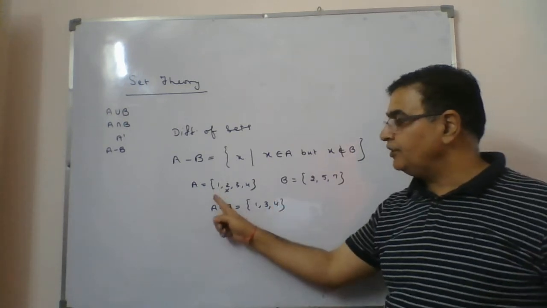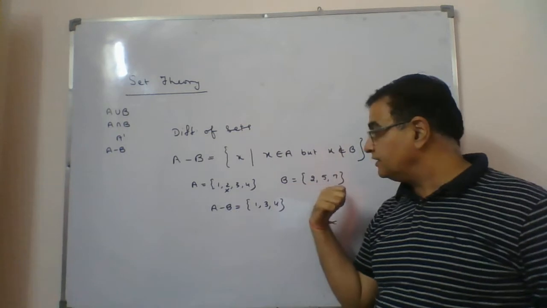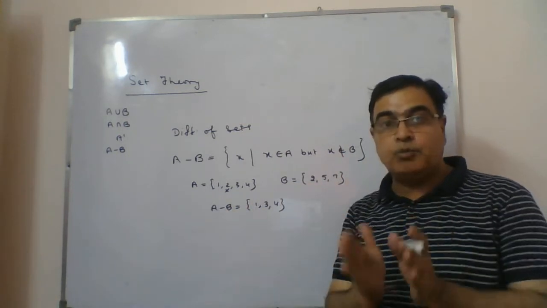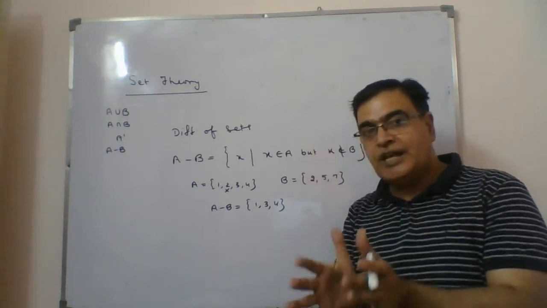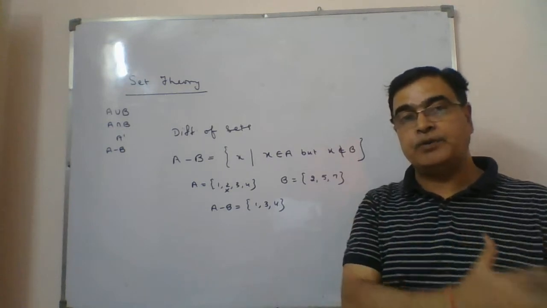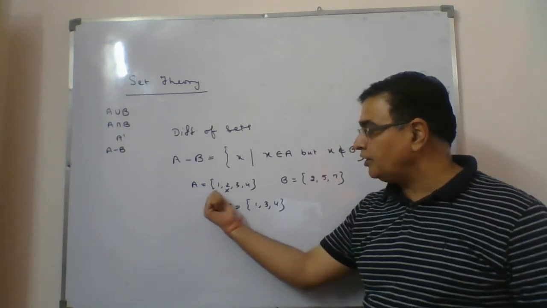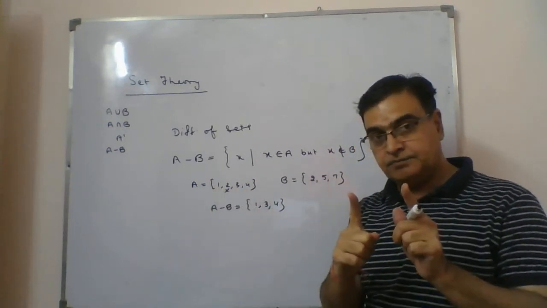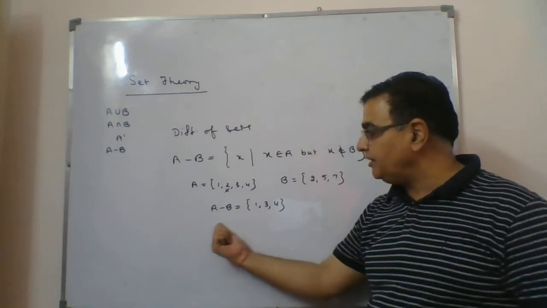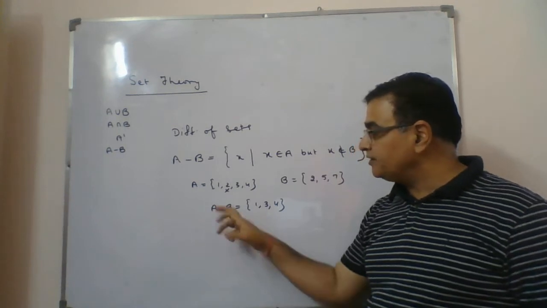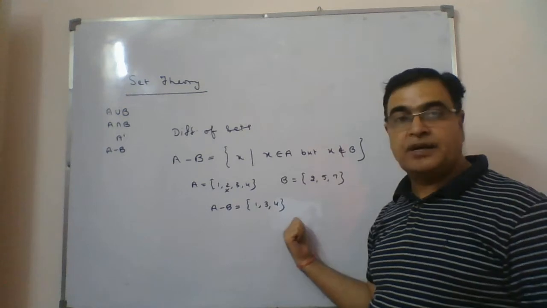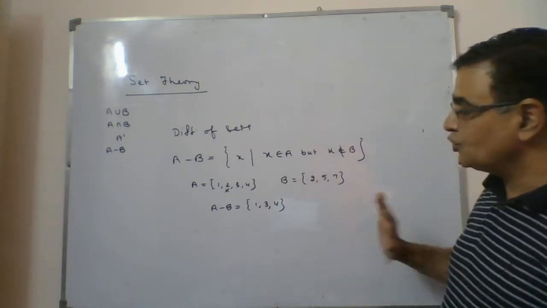So we are concerned with the elements of set A. We are not concerned with 5 and 7. We are not bothered about them. A minus B means we are bothered about A. Only those elements we are going to select which are not in B or not shared by B. So A minus B means what? Those elements of A, not of B. Those elements of A which are not shared by B will be taken as A minus B. So A minus B will have elements 1, 3 and 4. So A minus B is simply 1, 3, 4. That you should keep in mind.